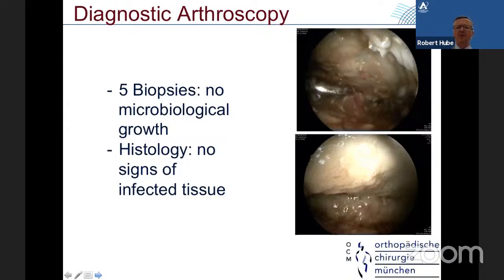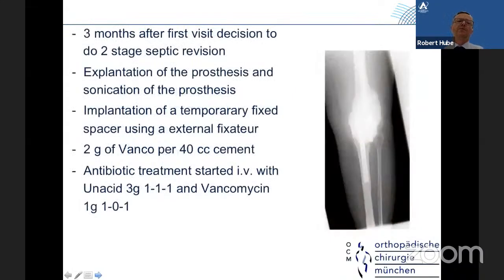So I talked to Frommelt in Hamburg in the Emily clinic. I talked to my other friend Krampus at the Charité. Oh, Robert, it's infected. And I said, but you know what? Why is it infected? Biopsies, no. Histology, no. And now it's infected because... So in these cases, sometimes we still don't know. So we did it 3 months after first visit, decision, 2-stage septic revision. In these cases, if the ligaments have been gone, I do this kind of spacer with actually an external fixator from Zintes and use it as an internal fixator and put a big piece of antibiotic enriched cement.